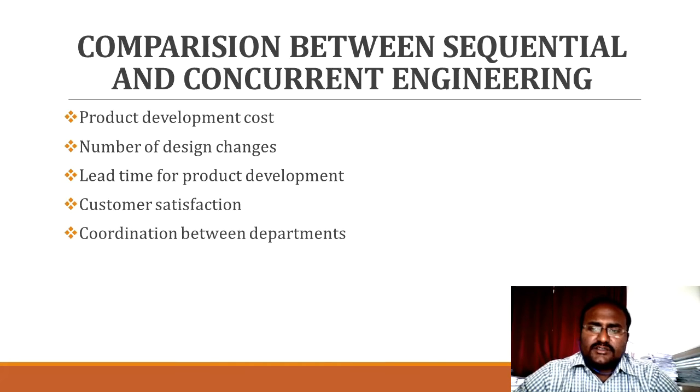The main comparison between sequential and concurrent engineering is product development cost. In sequential engineering, product development cost is very low compared to concurrent engineering because we are following only a few steps. But in concurrent engineering, we are following major steps, so product development cost is very high. But the number of design stages can easily be created in concurrent engineering; in sequential engineering it is very tough. The lead time for product development is very short in sequential engineering, but in concurrent engineering it takes a long time.